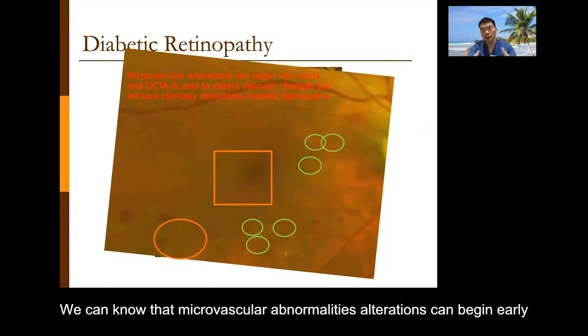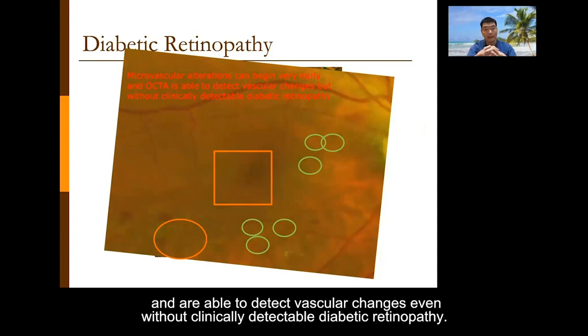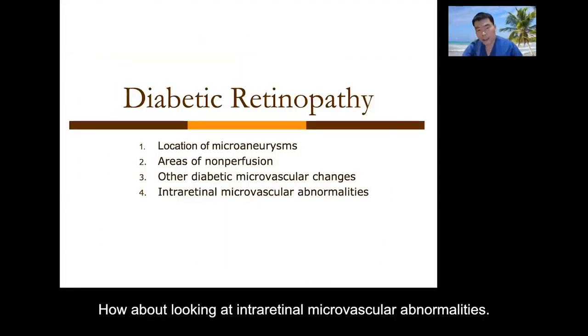Thus, we know that microvascular abnormalities and alterations can begin very early, and OCTA is able to detect such vascular changes even without clinically detectable diabetic retinopathy. How about looking at intraretinal microvascular abnormalities?